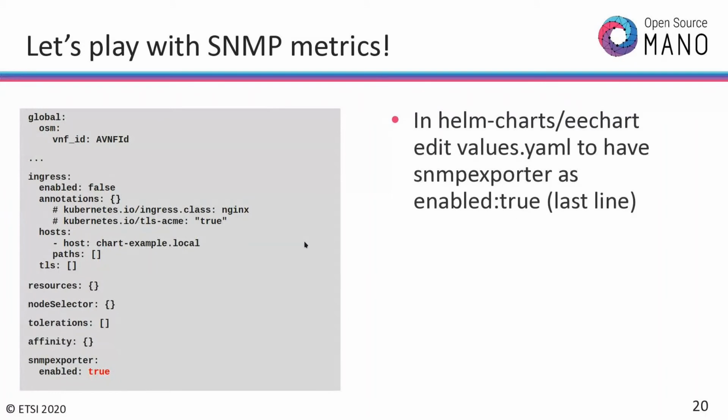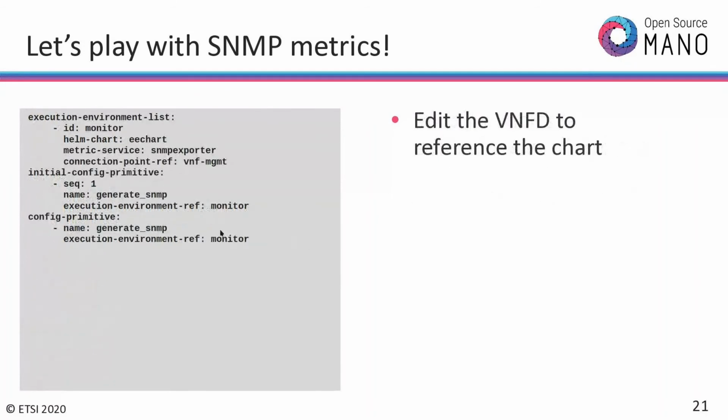Okay, if this is done, we now need to add a few more pieces of code in the descriptor. This is easy. It's just a piece of code that references our new Helm chart, the execution environment, and the metric service. Here you can see that we are using the metric service snmp exporter that we just enabled in the values file. And the connection point ref, this VNF management, is the connection point that you already find in the descriptor. You can find this reference in your previous descriptor.